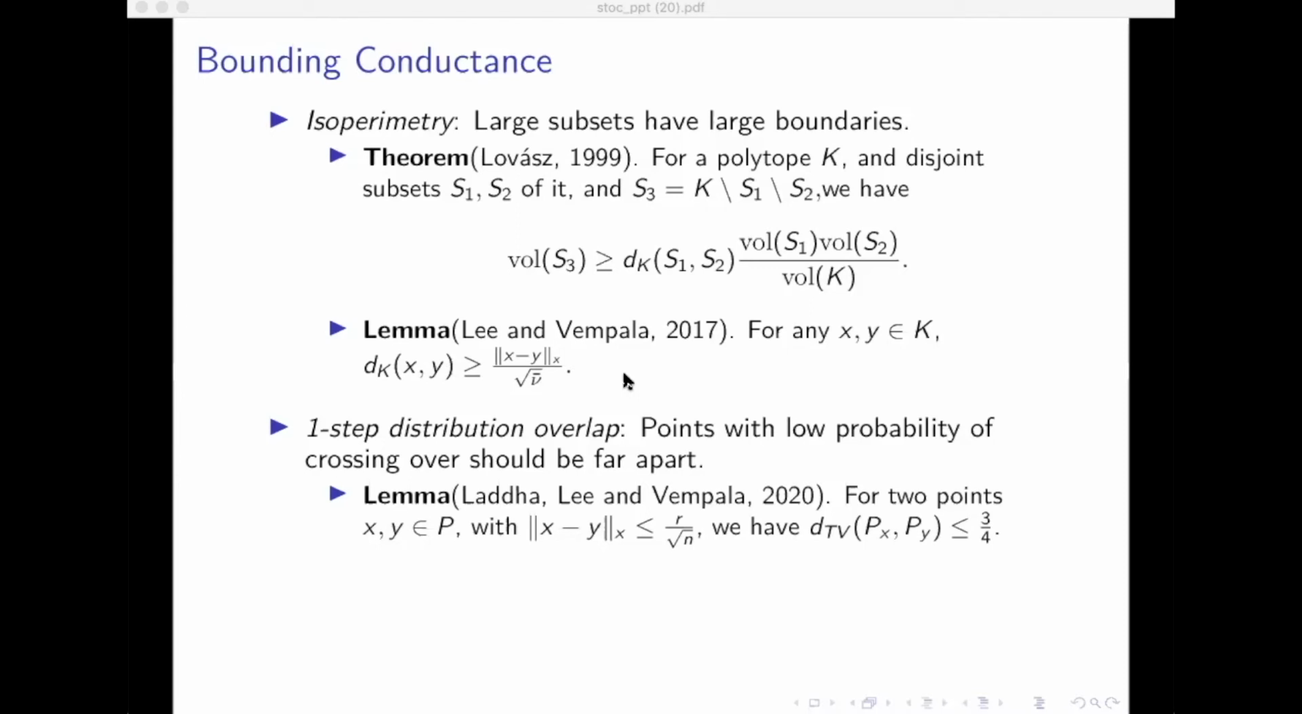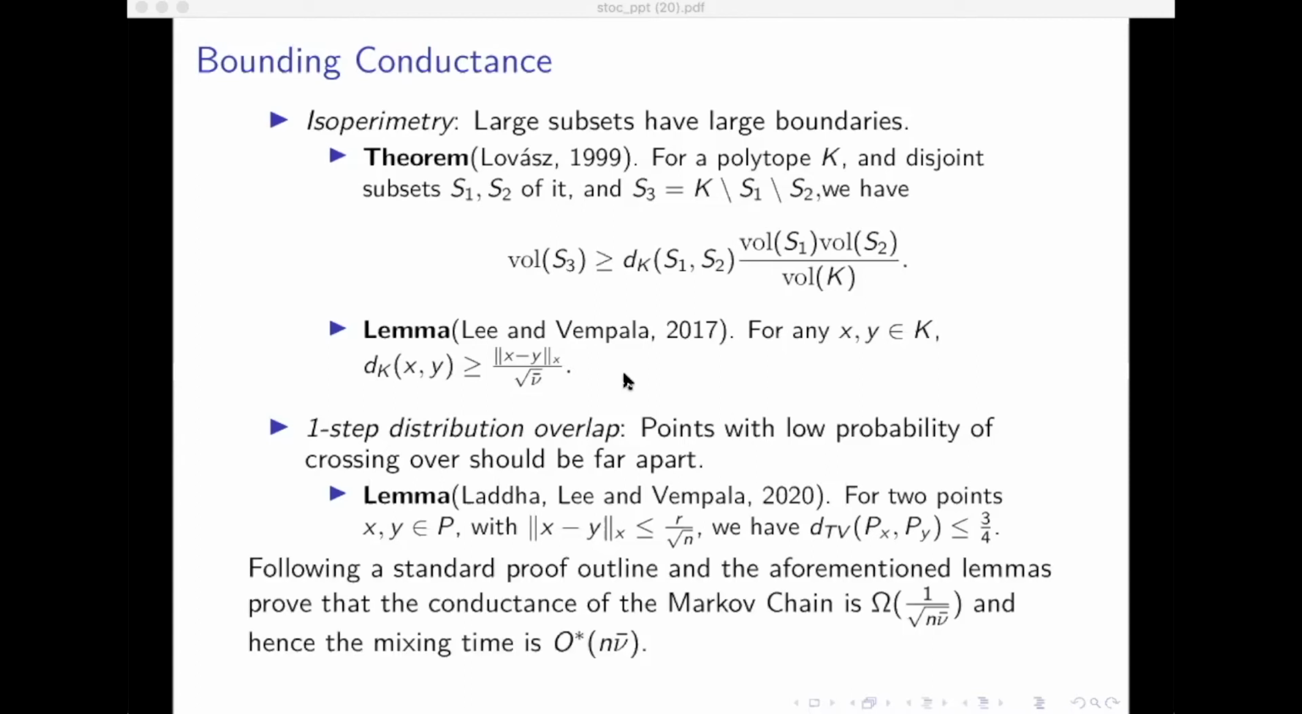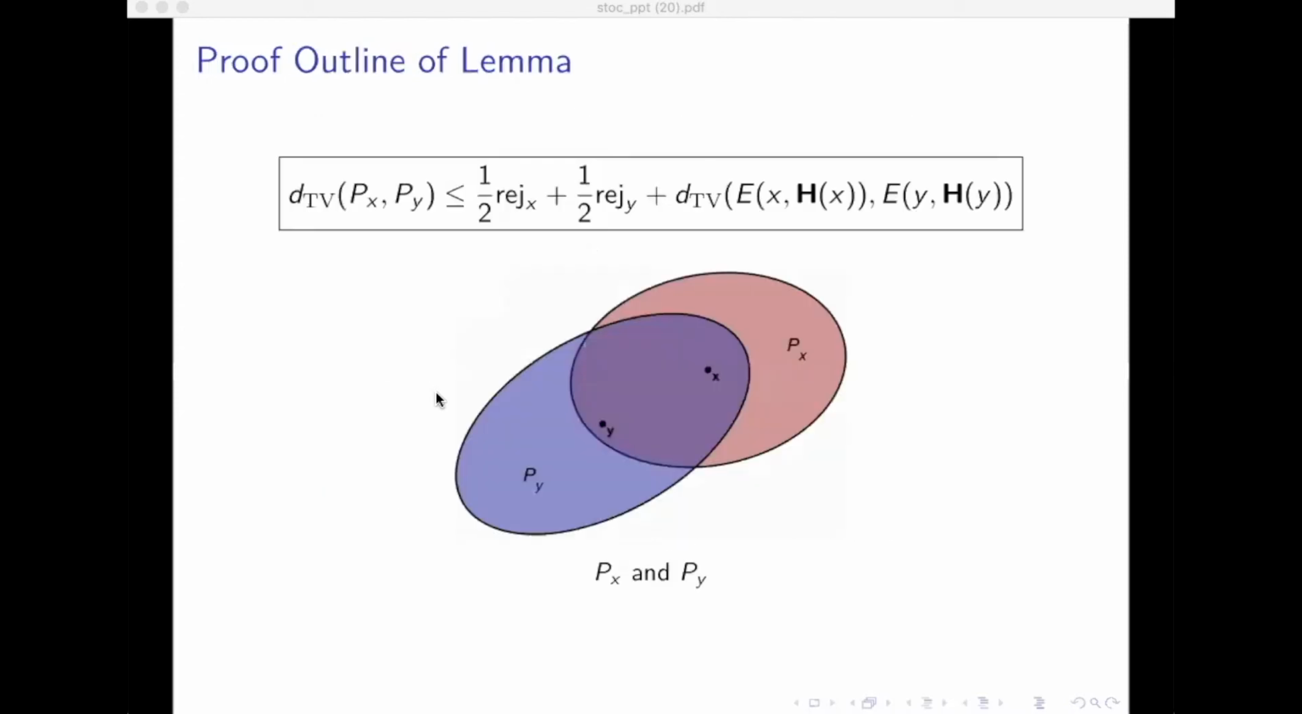The combination of these lemmas proves that the conductance of the generalized Dikin walk Markov chain is omega of 1 by square root n nu bar, and therefore the mixing time is O star n nu bar. Now we present a proof outline of the second lemma, which uses all the three aforementioned properties.